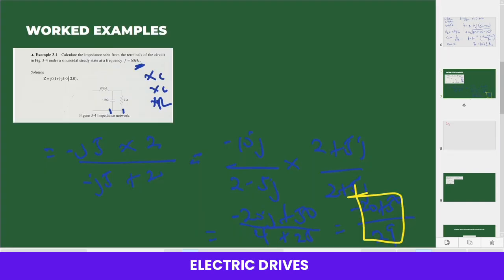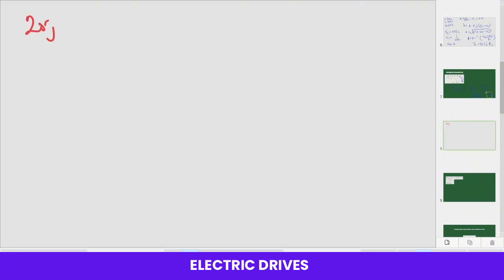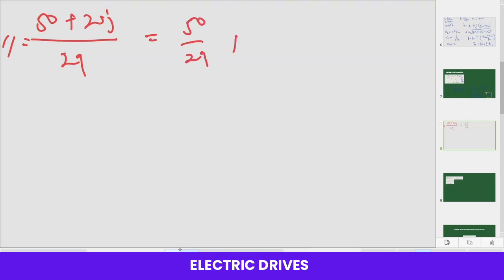That's what? 20j, sorry, let me check. Negative 50 minus 20j. So 50 plus 20j all over what? 29. That's our parallel connection. So we get 50 over 29 plus 20j over 29. This gives us decimals.